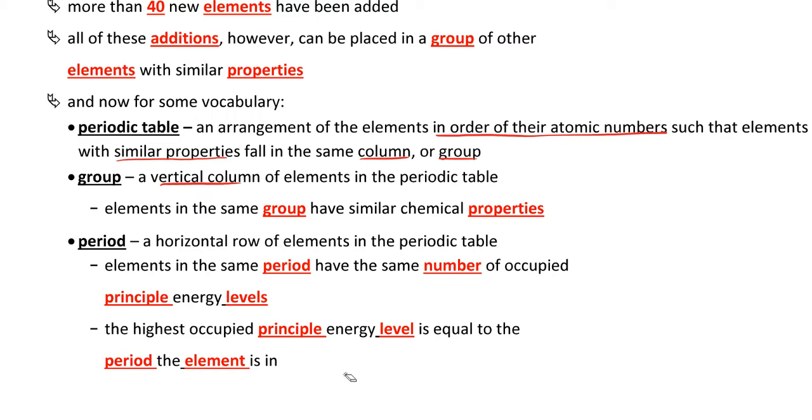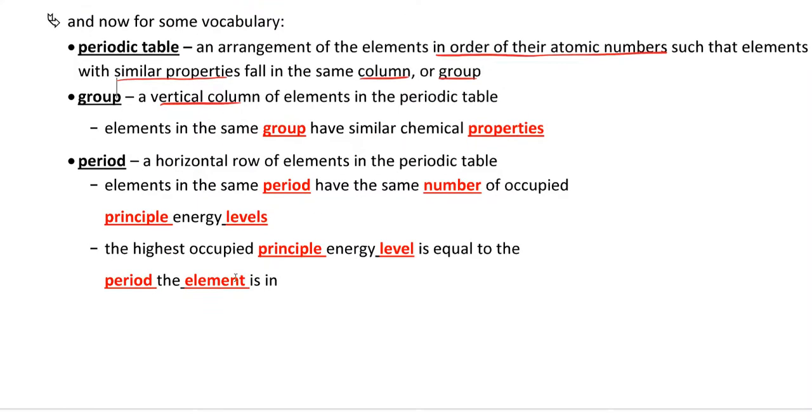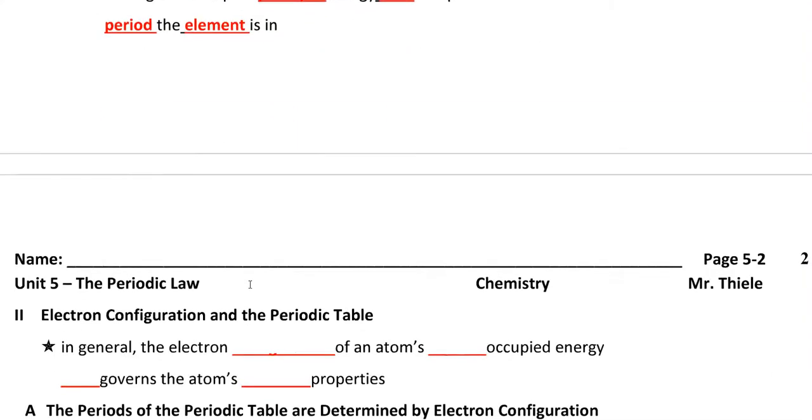So you look at any period or row on the periodic table, and any element in that row, the highest energy level that it will have electrons in is equal to the period number. All right. So now there is a connection between, and we talked about this a little bit in the last unit, electron configuration and the periodic table.